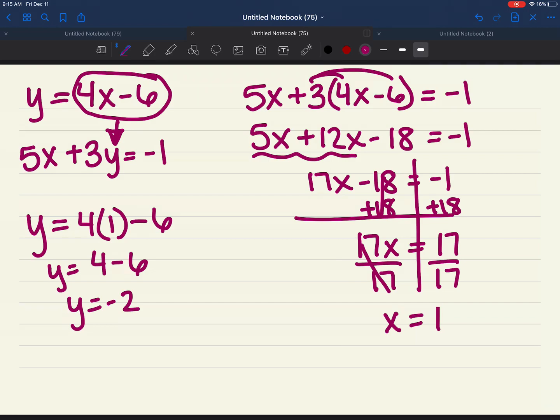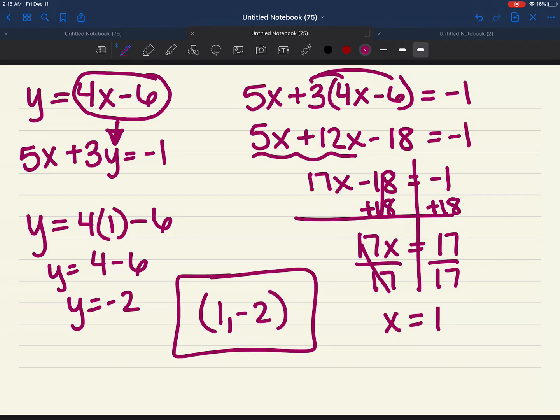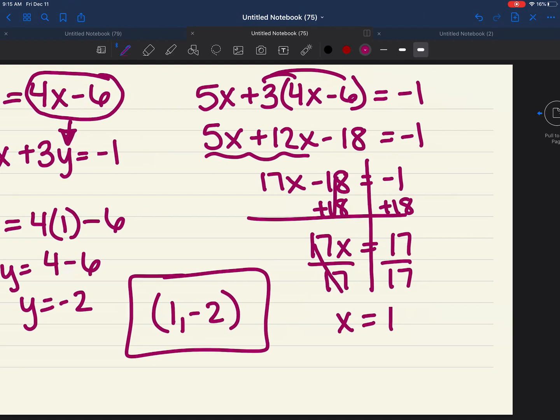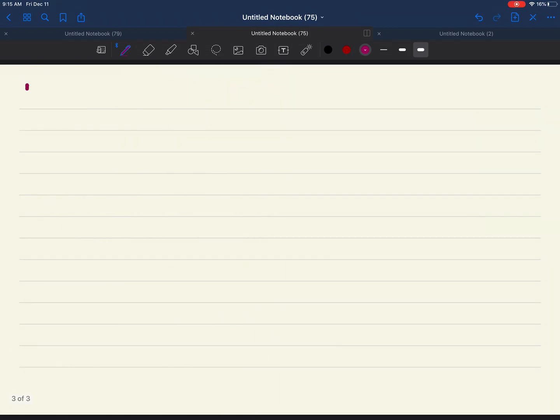So if I have an x value and a y value, what did I get as my answer? One solution, no solution, or infinitely many? One solution. What is it? 1 and negative 2. Right? I got a value for x. I got a value for y. My one solution here is (1, negative 2). Okay? Let's skip that one. All right, let's go for this one.